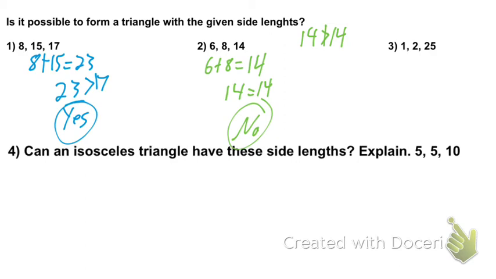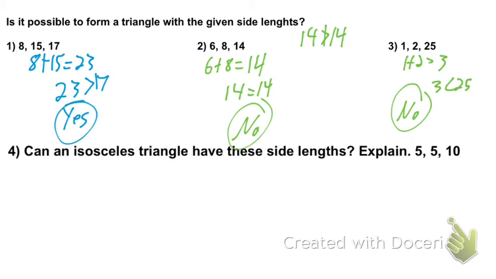Okay, 1, 2, and 25? No. Yes, obvious. Because 1 plus 2 is 3, and 3 is less than 25. It's also just less in quantity.